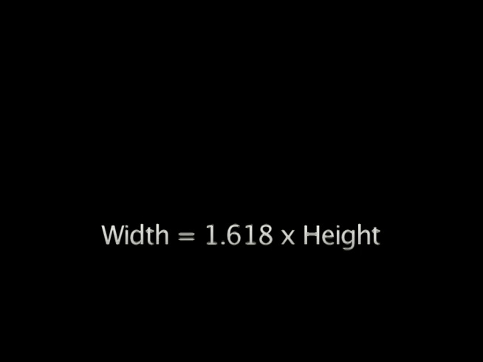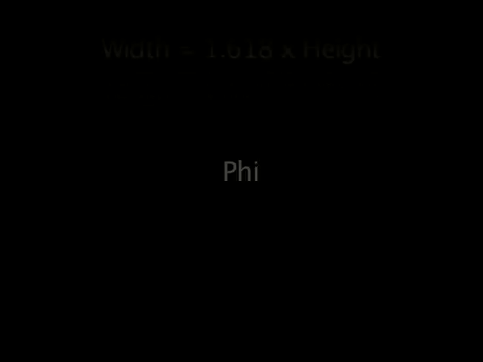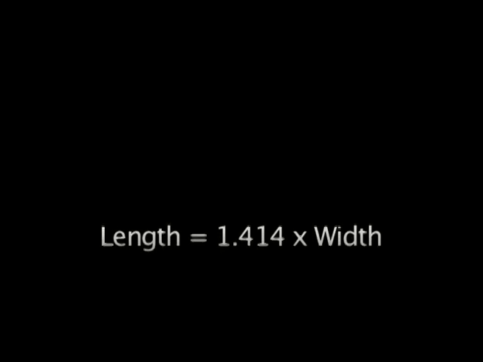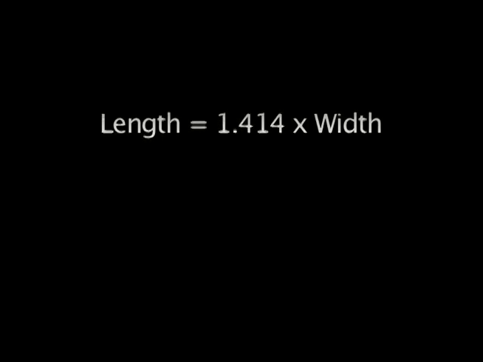Without going into the voodoo of these numbers, my room's width will be 1.618 times its height, which is phi. And the length will be 1.414 times the width, which is a dissonant musical chord called the augmented fourth.